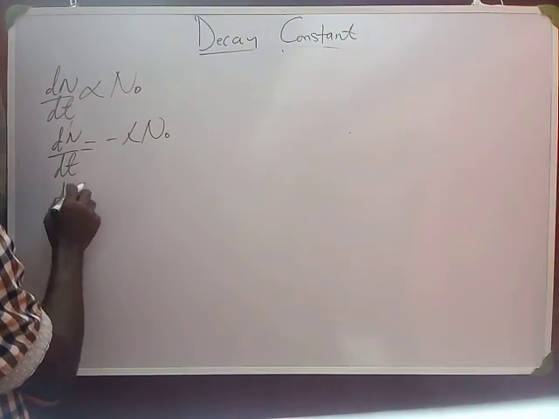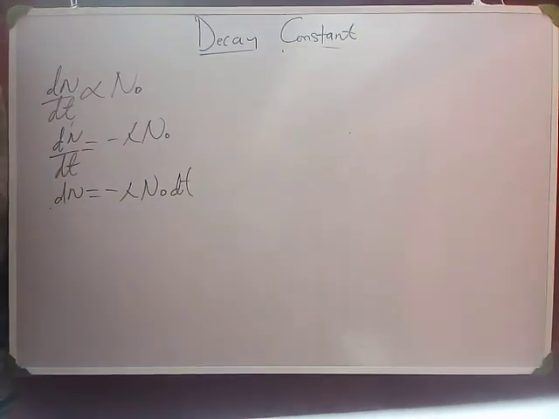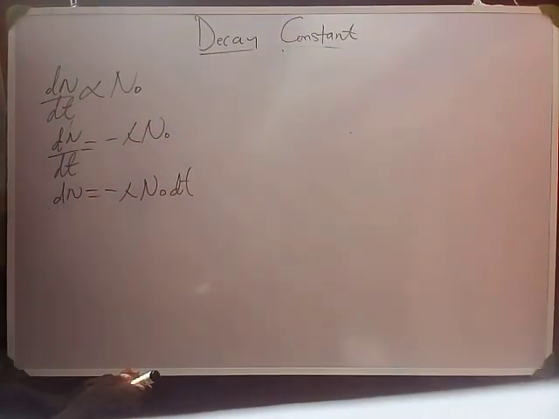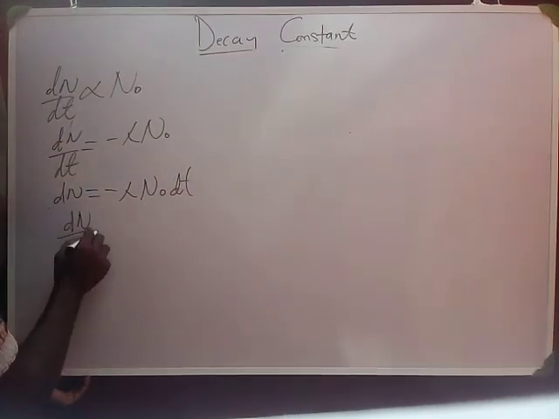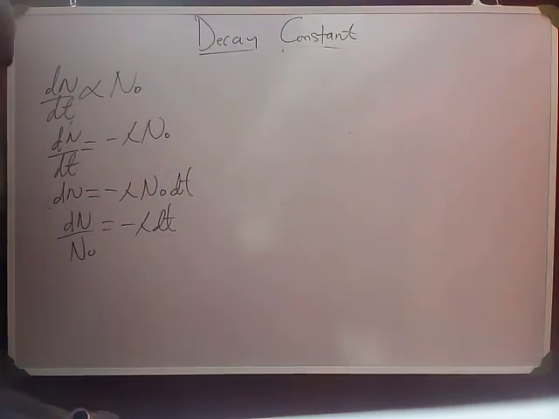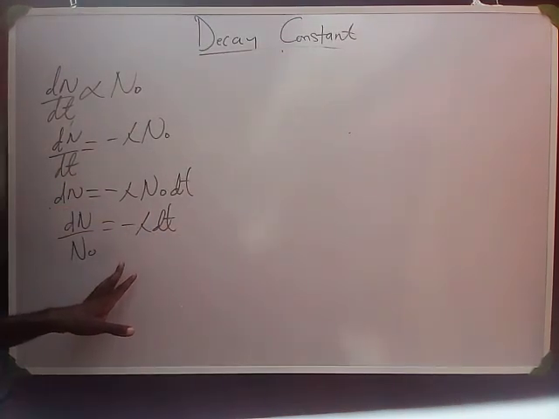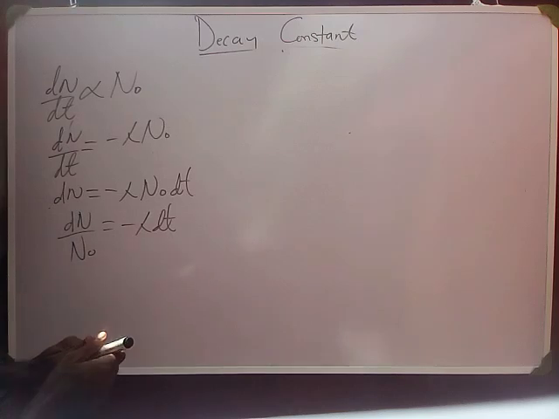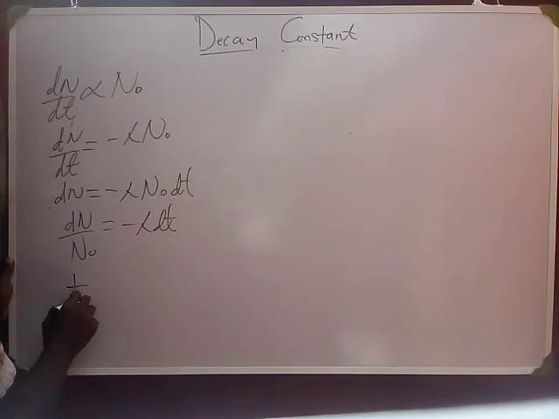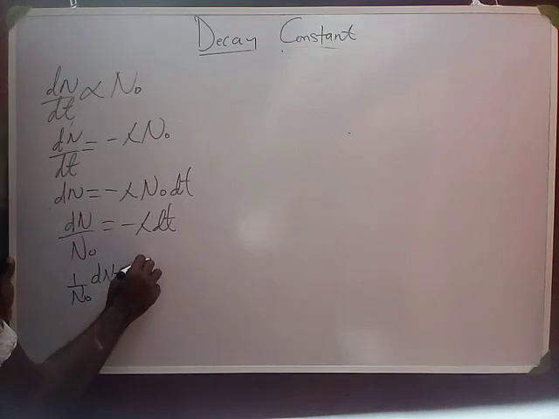Let's cross multiply and see what we have. dN equals minus lambda N naught dt. Okay, let the dN be on one side. Let's divide both sides by N naught. Dividing both sides by N naught gives us dN over N naught equals minus lambda dt. Please follow me: minus lambda dt. At this junction, this is the same as 1 over N naught dN equals minus lambda dt.